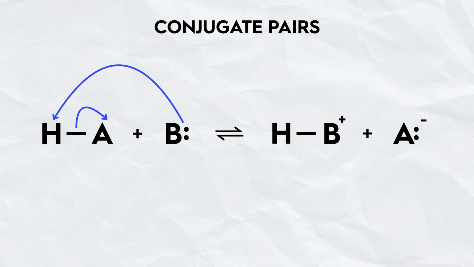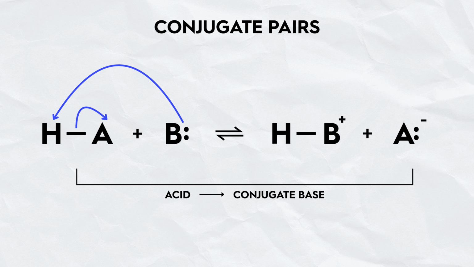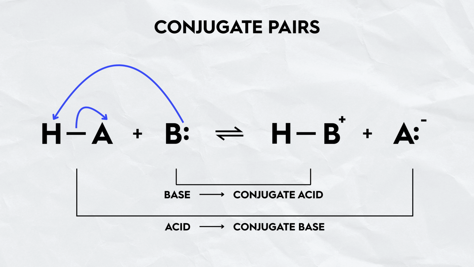Here is the language of pairs. When an acid donates a proton, it forms a conjugate base. When a base accepts a proton, it forms a conjugate acid. Because proton transfer is reversible, we often draw equilibrium arrows.